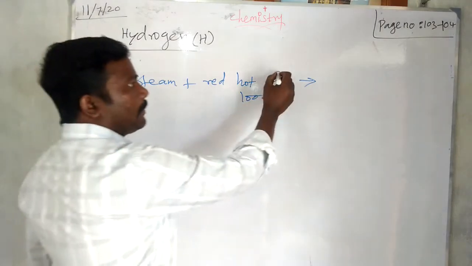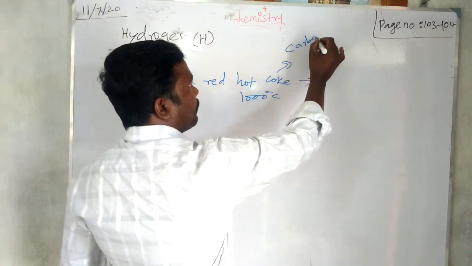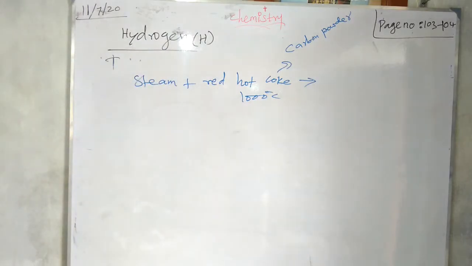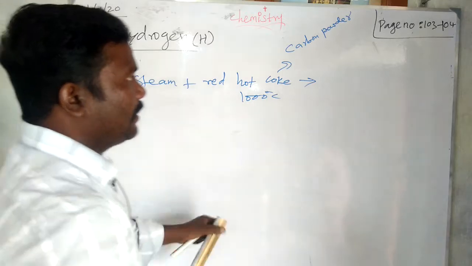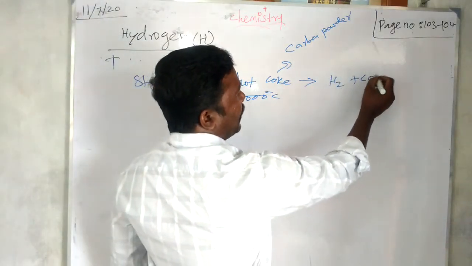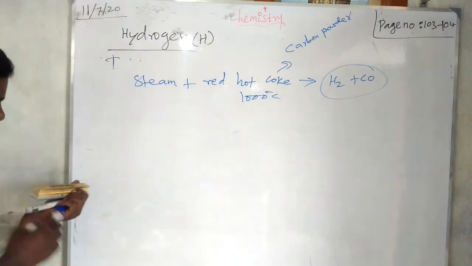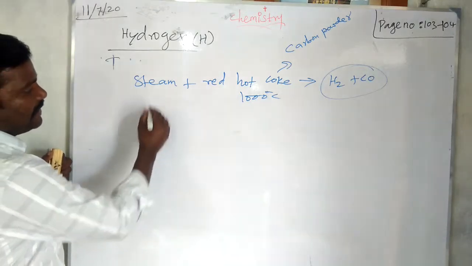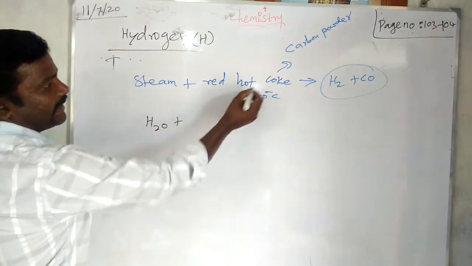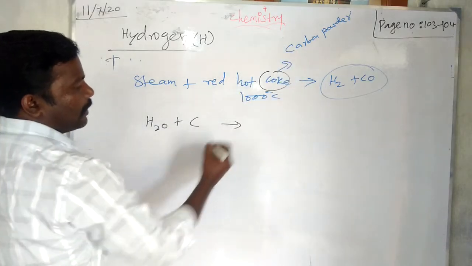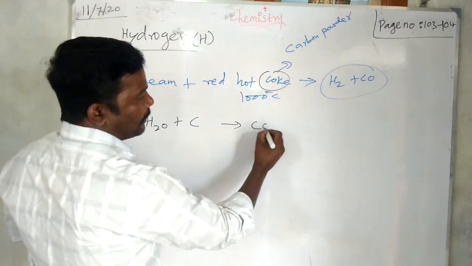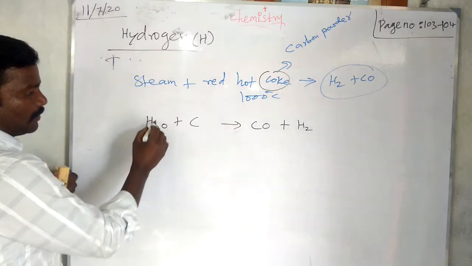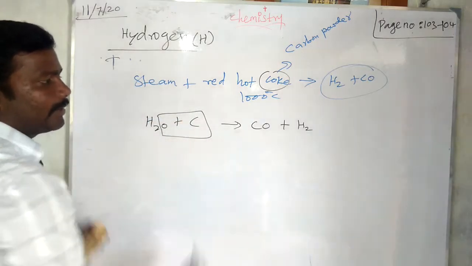Okay. What do you mean coke powder? Carbon powder. Carbon powder is called coke powder. Okay. So this mixture will give the hydrogen gas and then carbon monoxide. Shall we write the equation? Steam. Steam means water plus red hot coke. Coke means carbon powder. Carbon. Then what will happen? Carbon monoxide and then hydrogen gas will form. Okay. So C plus O becoming carbon monoxide.